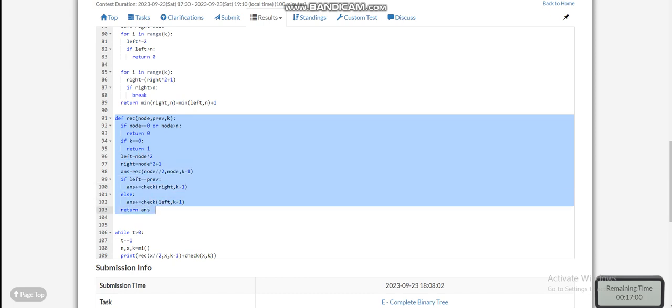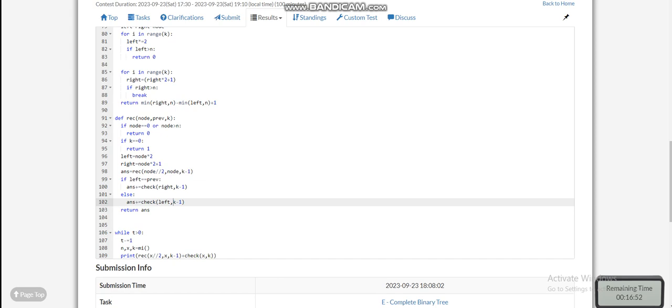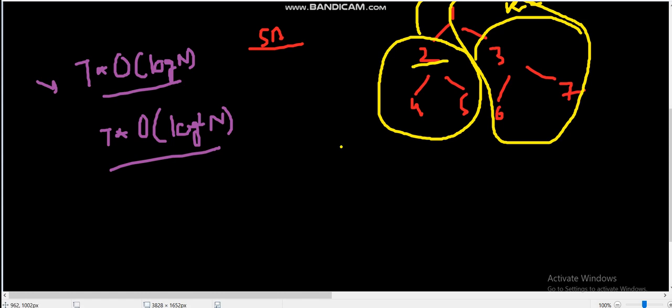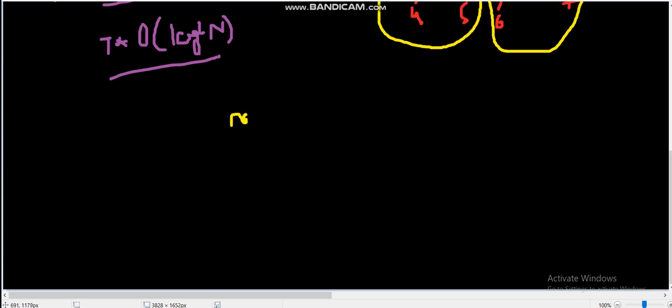We can do it in a for loop by decrementing the value of node by dividing it by 2, going to the parent. So what I have done is that our left node, what are the parameters of rake? First, the parameters of rake are nothing but the current node, the previous node, and k. Okay, so why am I taking the previous node? So let me tell you that.